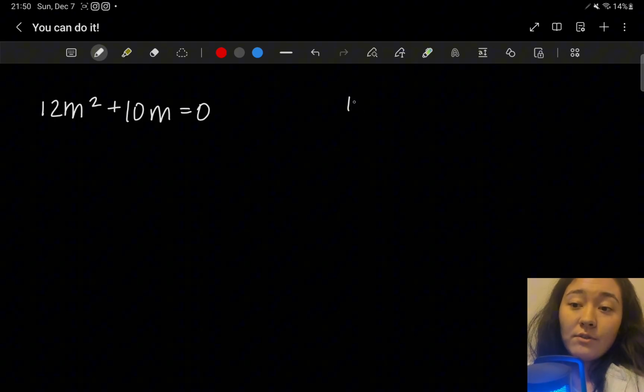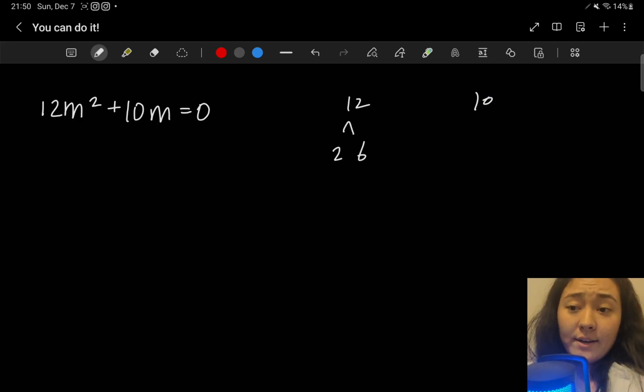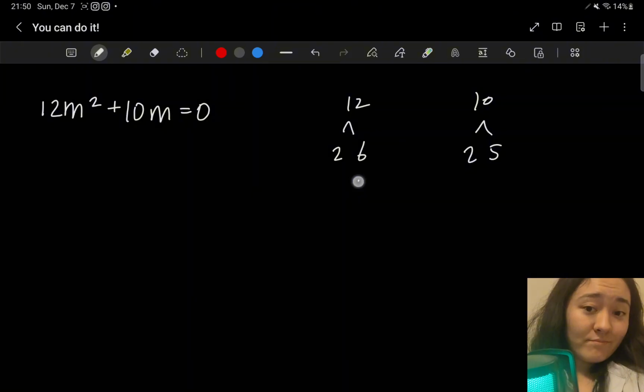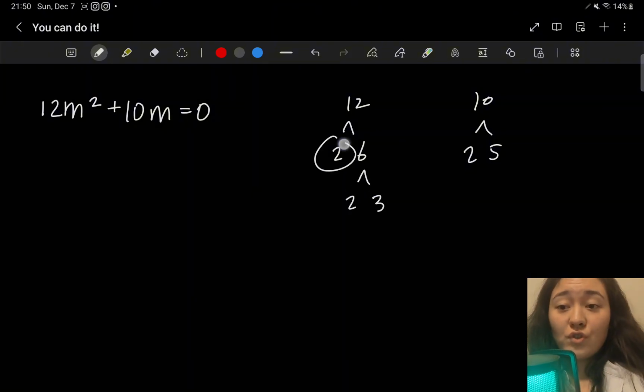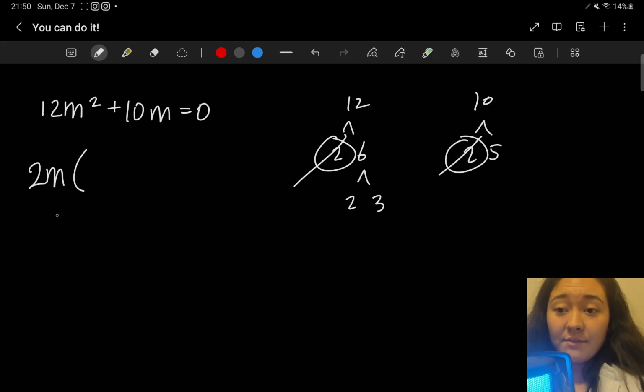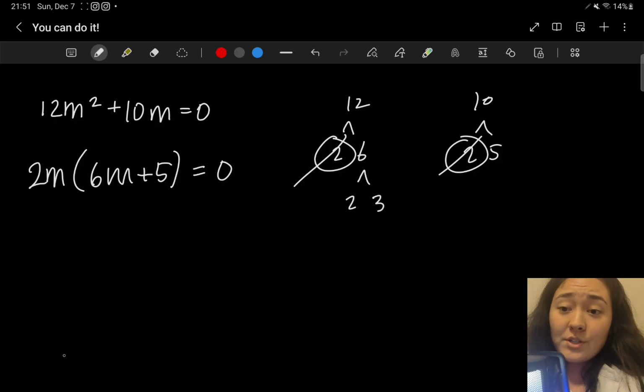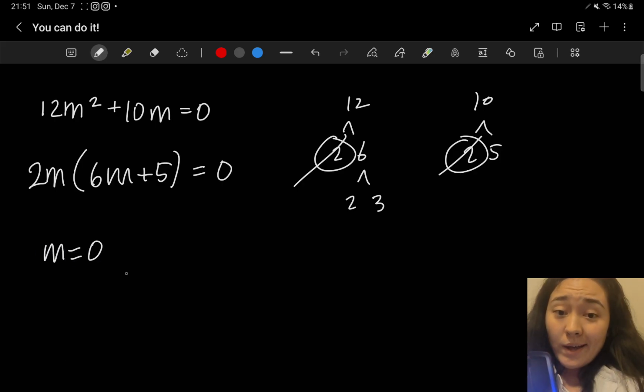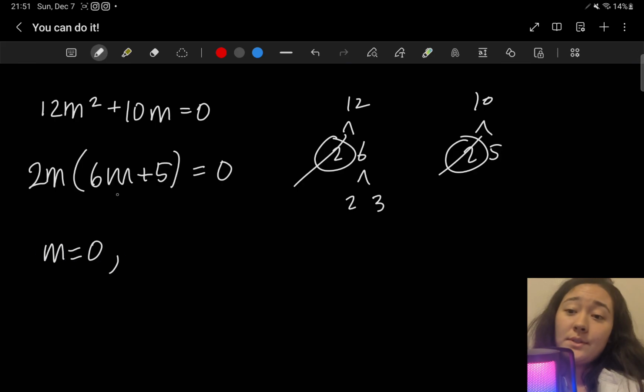Alright, now to solve for m. We just have to simplify this first. So we can take out a 2m. Then there's 6m left, plus 5 equals 0. Then we got a 0 at the equation. So the first 2m, to make that 0, m is just equal to 0.